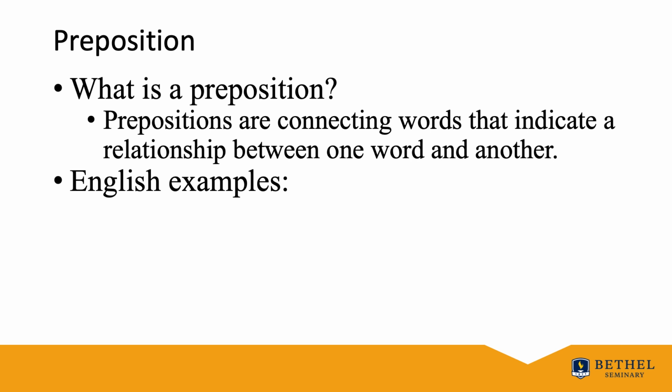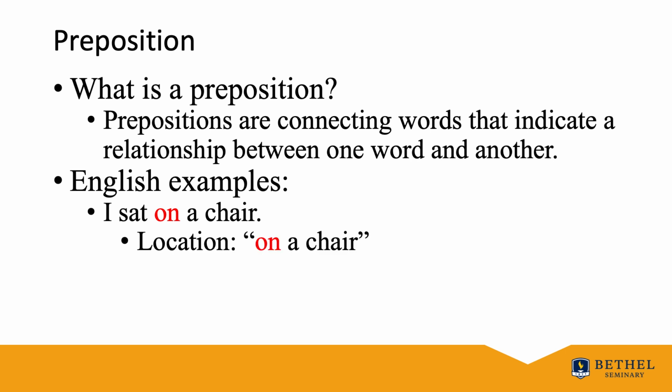Prepositions are connecting words that indicate a relationship between one word and another. And English has many words that serve as prepositions. One example is the preposition on. But even with this word on, you know that it's used in various ways. It can indicate a location, for example, on a chair. Or on can express time, for example, on time. We know that both words are on, but they mean and function in two different ways.